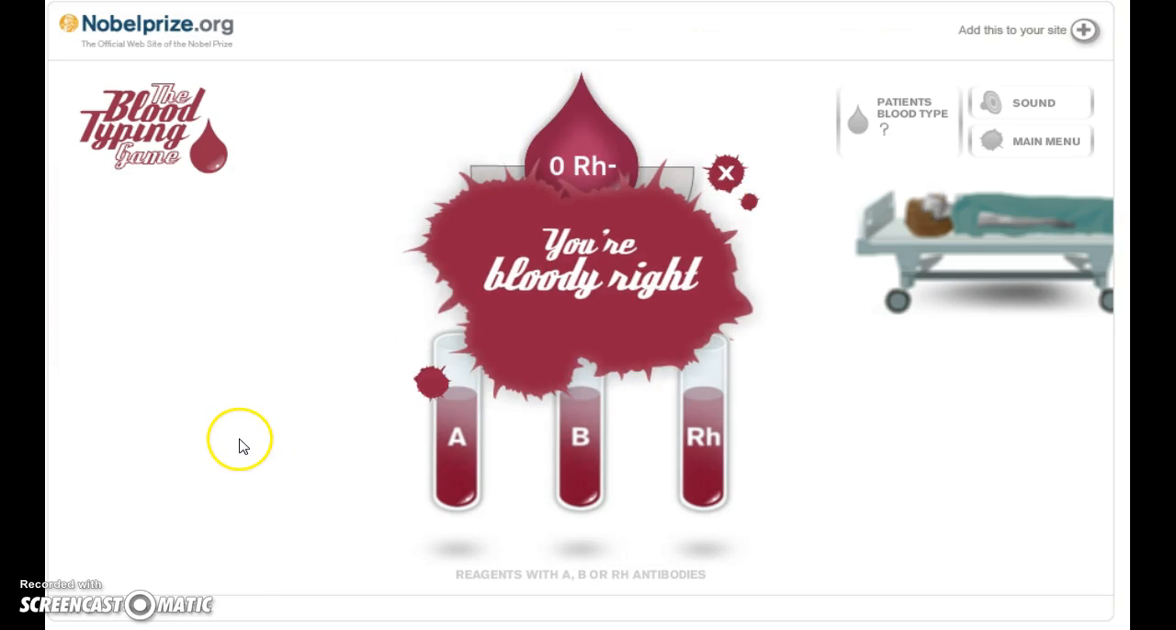Okay. So your turn to go through this game and talk your way through, again, using antigens and antibodies in your discussion.